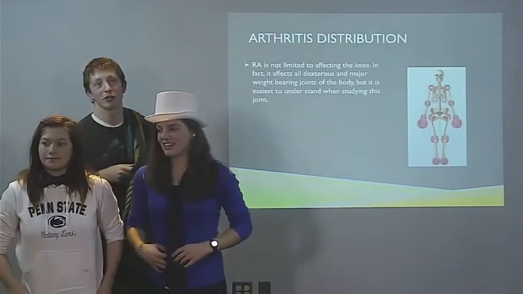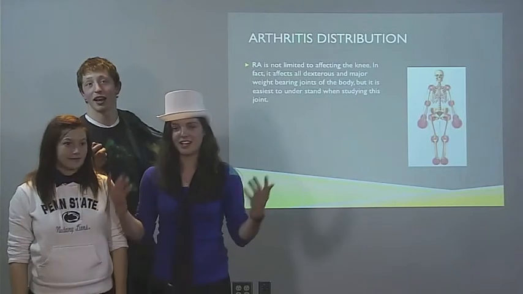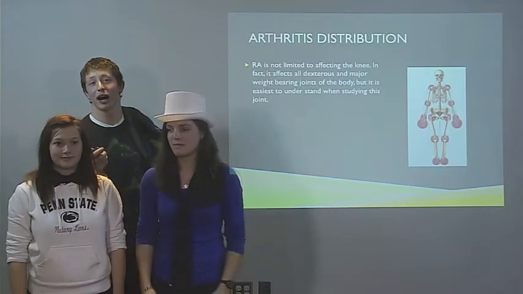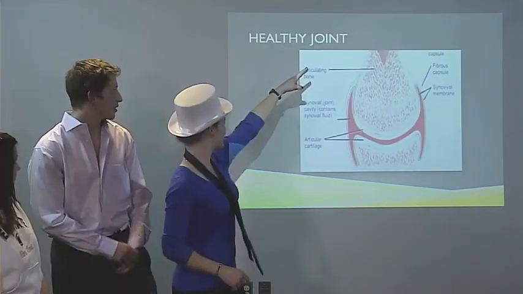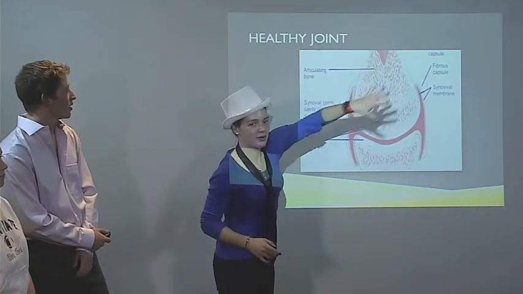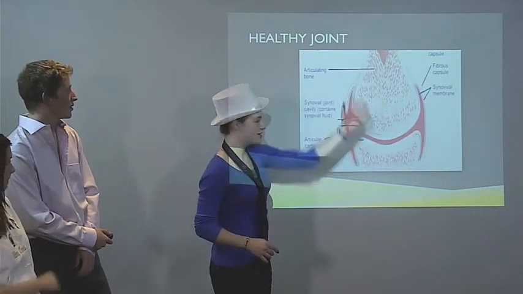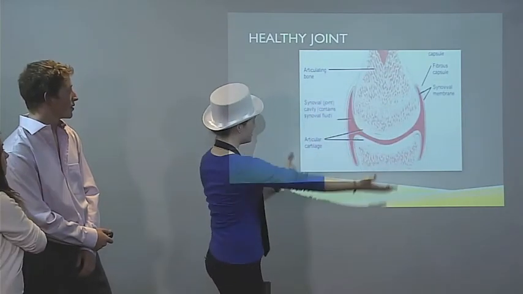Arthritic distribution. It can happen anywhere, in any weight-bearing or mobile joint in the body. So here we have a picture of a healthy joint. Right here we have articulating bone number 1 and articulating bone number 2. This is your femur, and this is your tibia, because this whole thing is your knee.